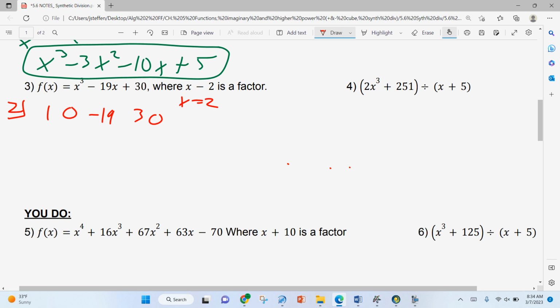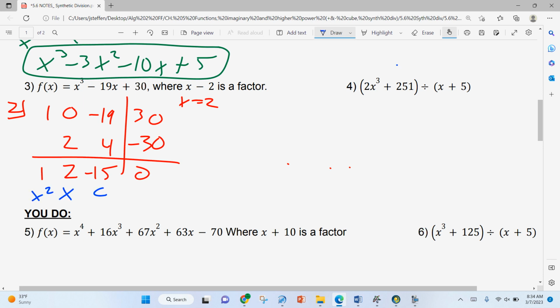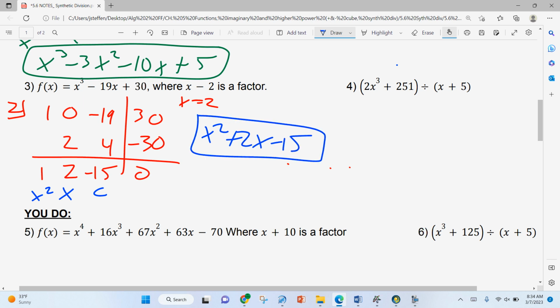Once you have that, it's the same thing as before. Go straight down. 2 times 1 is 2. 0 plus 2 is 2. That's fine. 2 times 2 is 4. -19 plus 4 is -15. 2 times -15 is -30, which is 0. -15 is our constant. Our 2 is our x squared coefficient. So we end up with x squared plus 2x minus 15. Finish that.